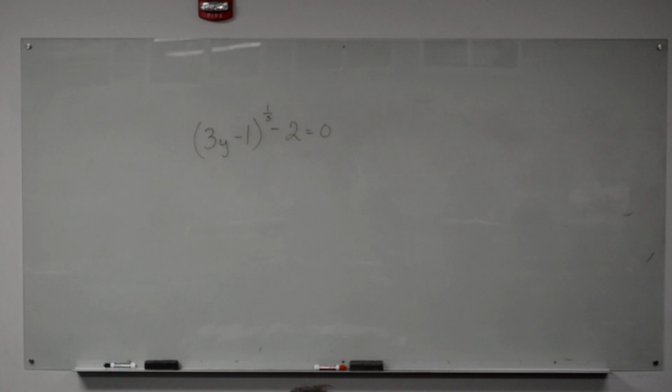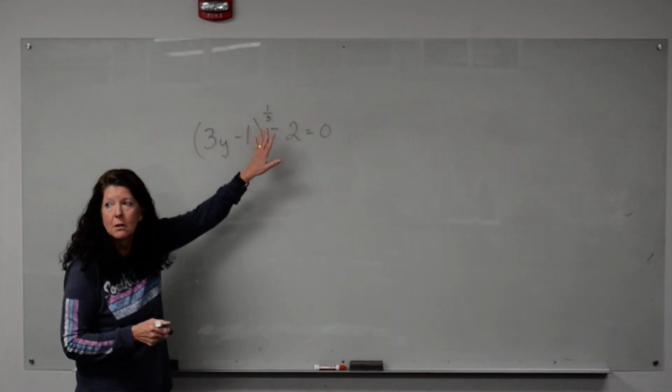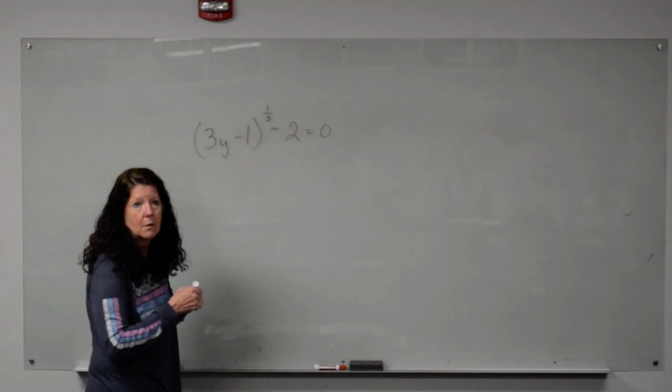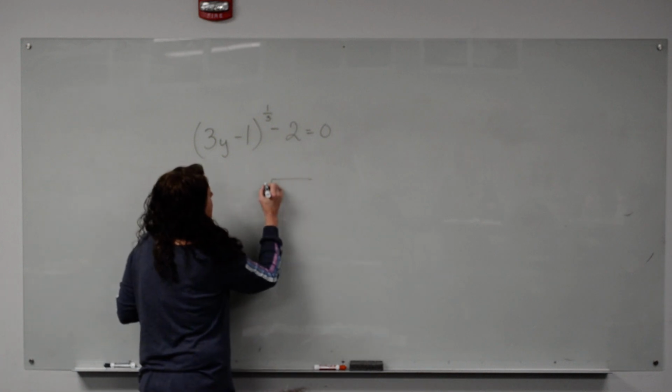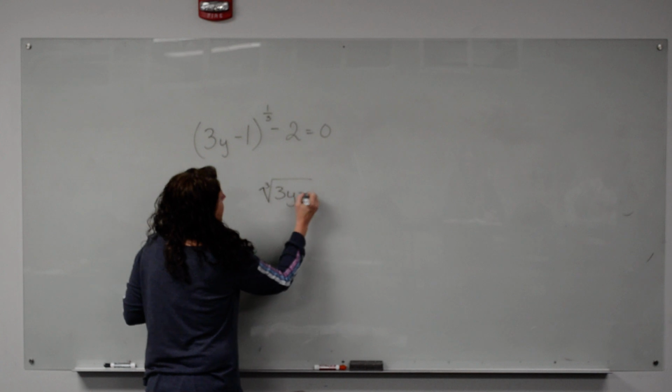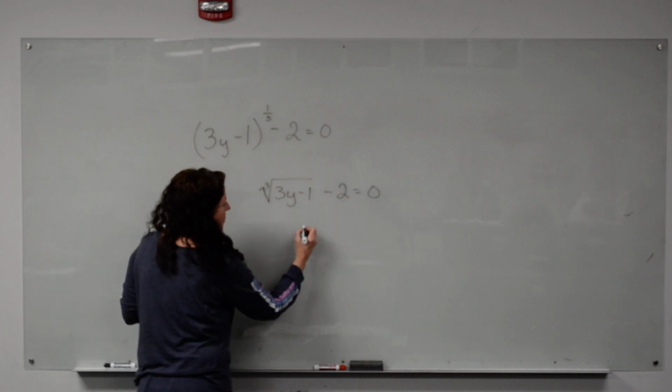All right, look up here. Next, we're going to take the 2 over. Did you change it to roots? Most of you changed it to roots. So you did the cube root of 3y minus 1, minus 2 equals 0. You moved the 2 over.